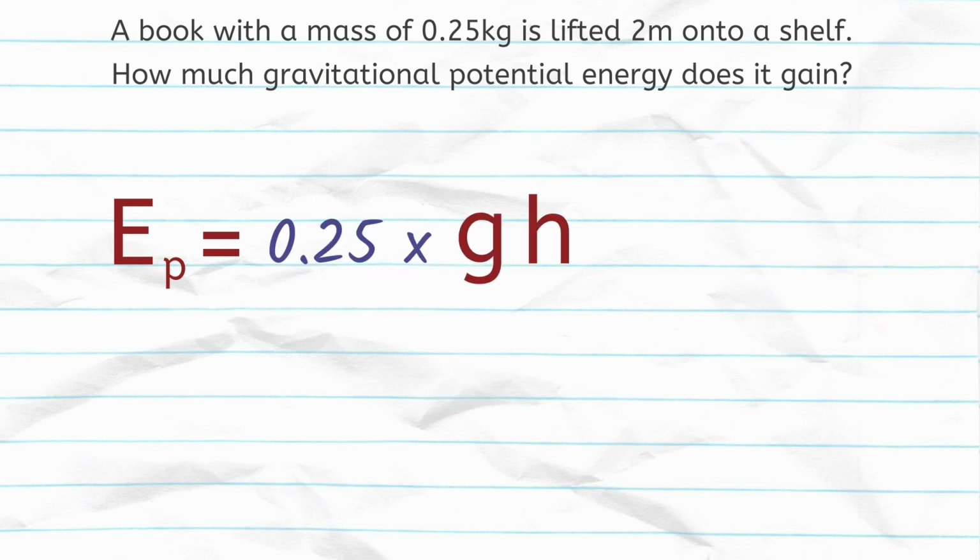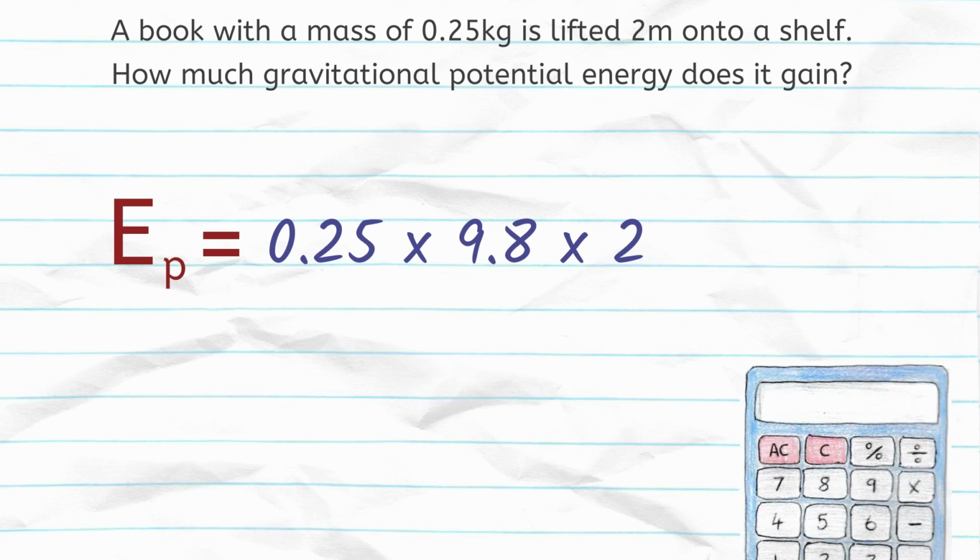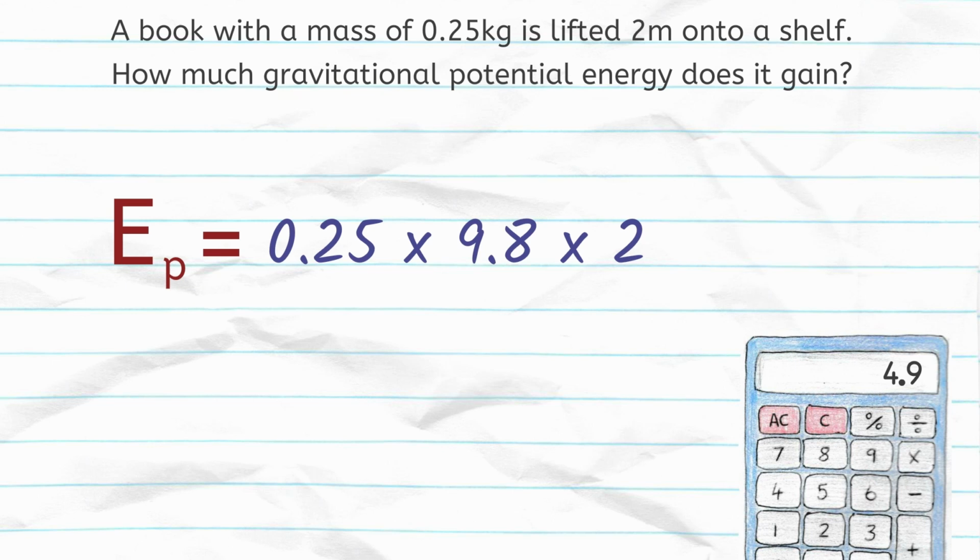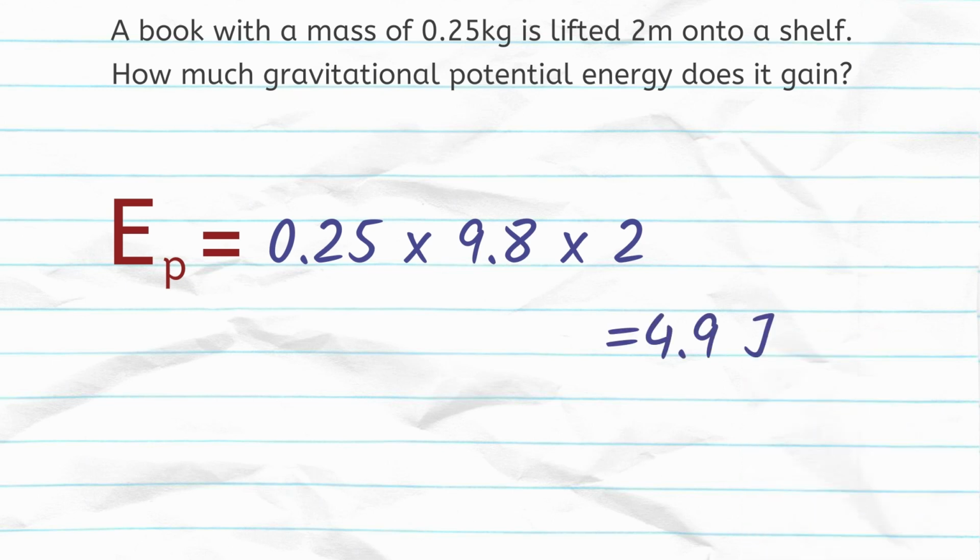The mass is 0.25 kilograms. Times this by the gravitational field strength. The gravitational field strength for Earth is 9.8 newtons per kilogram. Times by the height, which is 2 meters. Add this into our calculators, and we reach the answer of 4.9 joules.